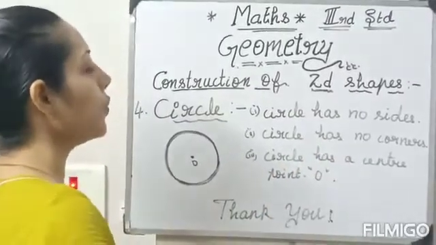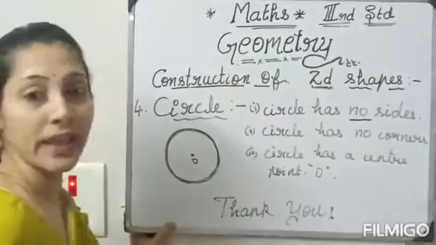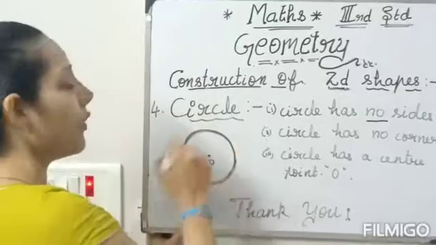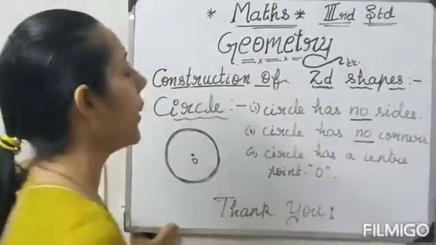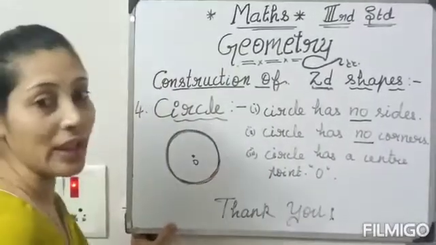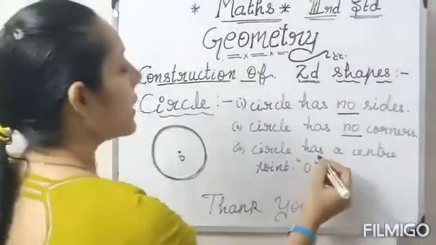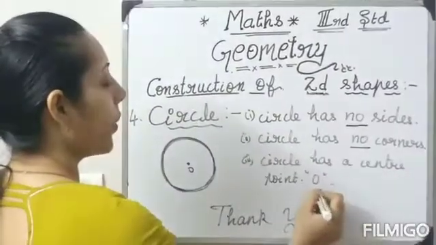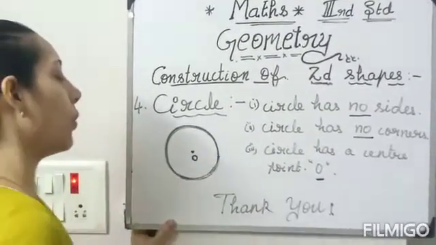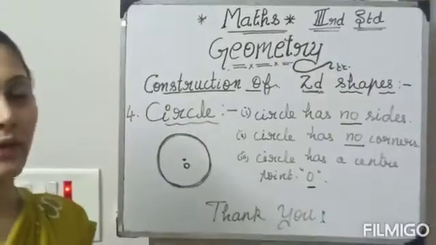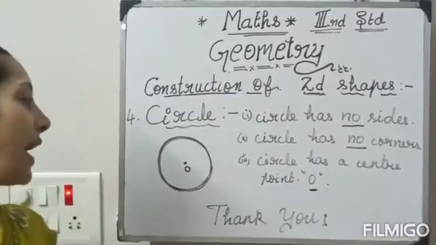A circle has no sides. In a circle we do not have any side because it is full of round curve. A circle has no corners. We do not have any corner, just like square, rectangle, triangle. A circle has a center point O. This is our center point O. So a circle has only one center point, O.